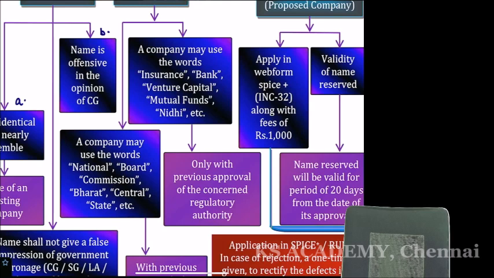And there are some restrictions: the name should not be offensive, and the name should not be undesirable. Main thing, the name should not be identical or too nearly resembling an existing company incorporated under this Act or any previous Act. Very good. Next. Tell me, how many restrictions are there? Two types. Number one, general restrictions on the name.